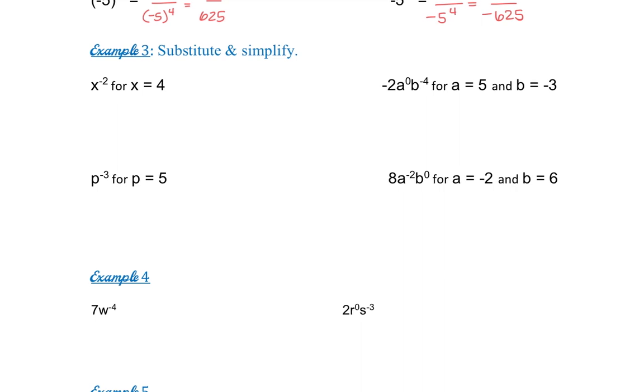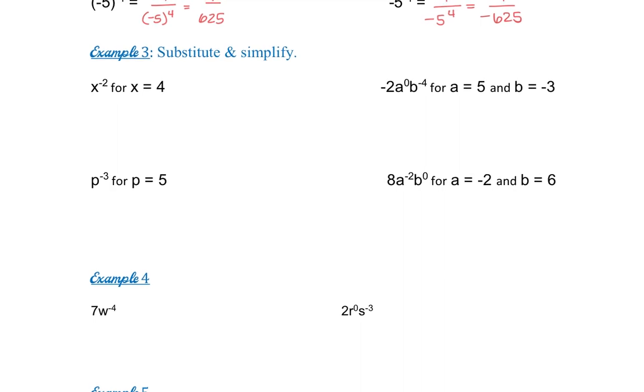All right, moving on to example 3. Substitute and simplify. So remember, we're going to take what x equals in this first one and substitute it in. So x equals 4, so we're going to write 4 to the power of negative 2.